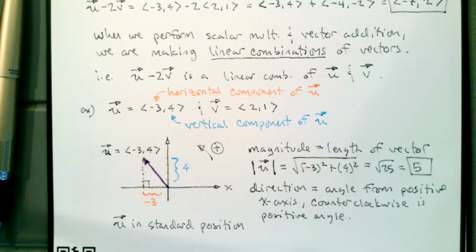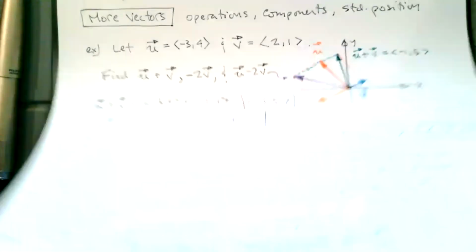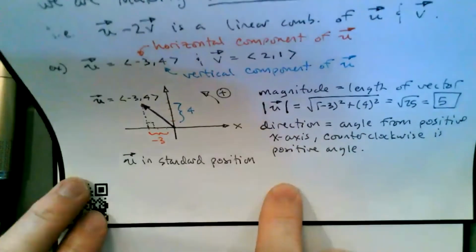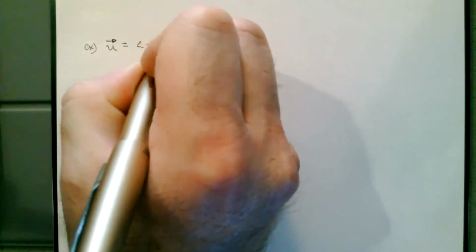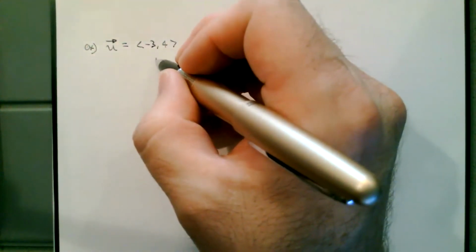So let's figure out that calculation. I also conveniently ran myself out of space. So the vector is still u, negative 3, 4. It's still in the second quadrant.